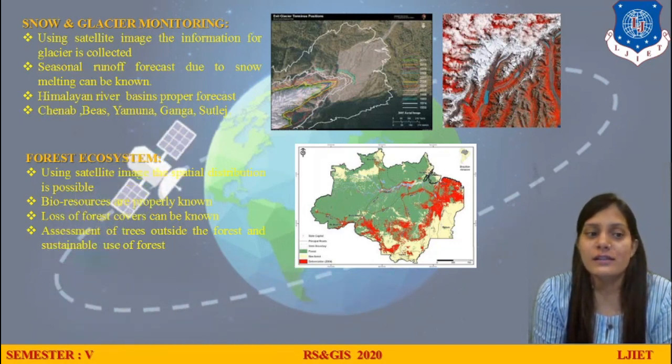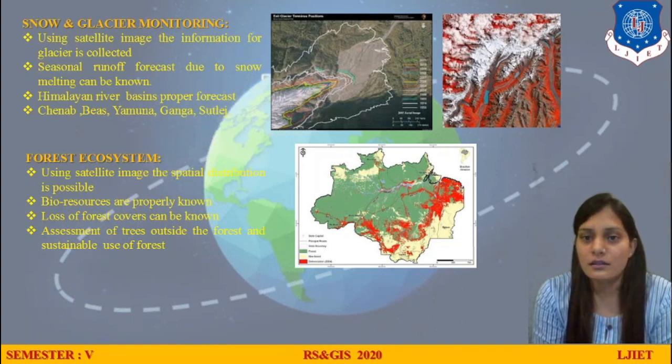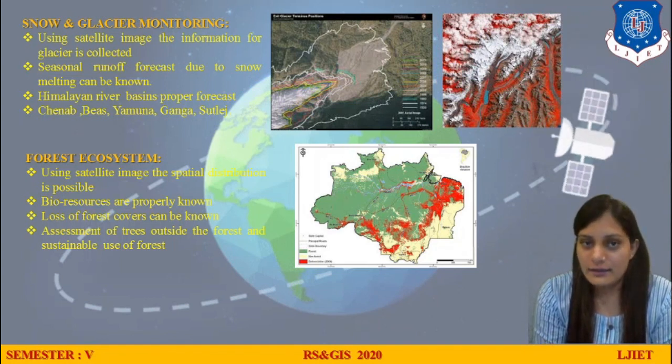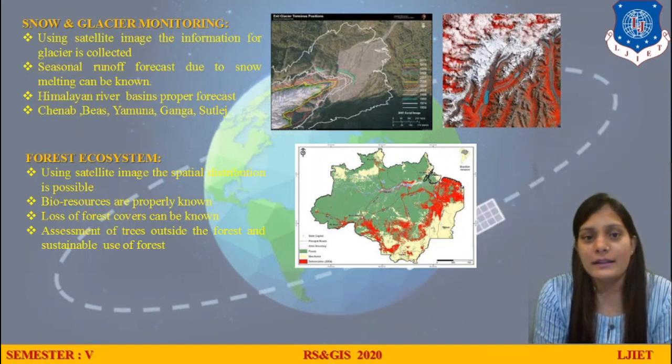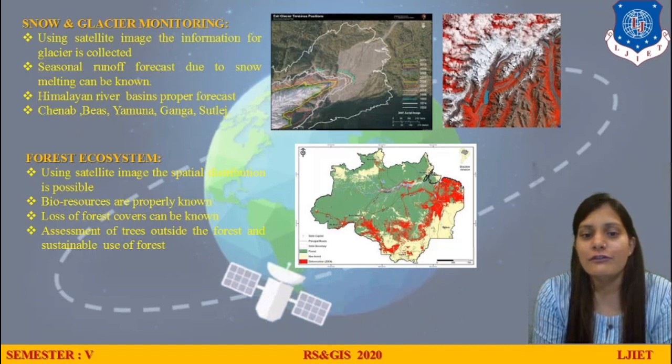Our main regions are Chenab, Beas, Yamuna, Ganga and Satluj. Those are the rivers where the snow melts and the water goes into them, right? So we need to properly maintain that. Next, we are going to the forest ecosystem.